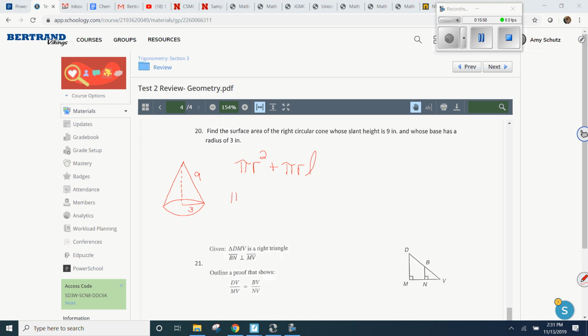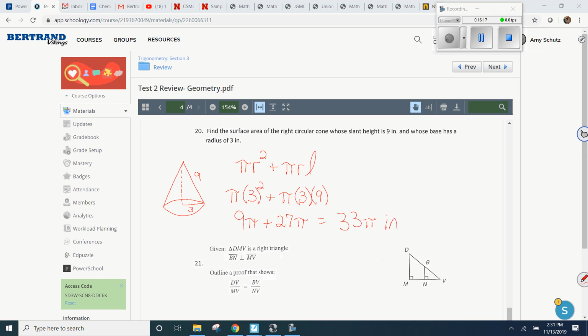So you're going to have pi times 3 squared plus pi, the radius is 3, and your slant height is given to you as 9. 3 squared is 9, so you have 9 pi plus 27 pi. You add those together and you get 33 pi. Units?